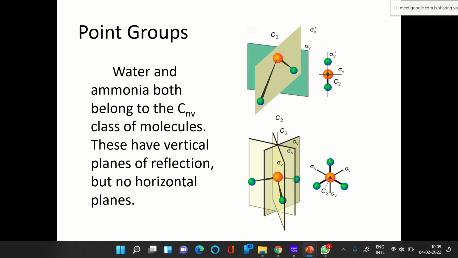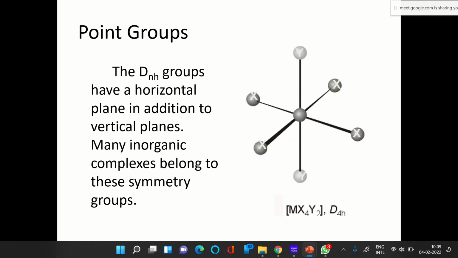When you have ammonia, you have three vertical planes, sigma v, so it is C3v. Then if you have a typical molecule like MX4Y2, you have a C4 axis, and you also have a horizontal plane perpendicular to the C4 axis. N number of C2 axes are also there in the perpendicular plane. So it is the D4h group.